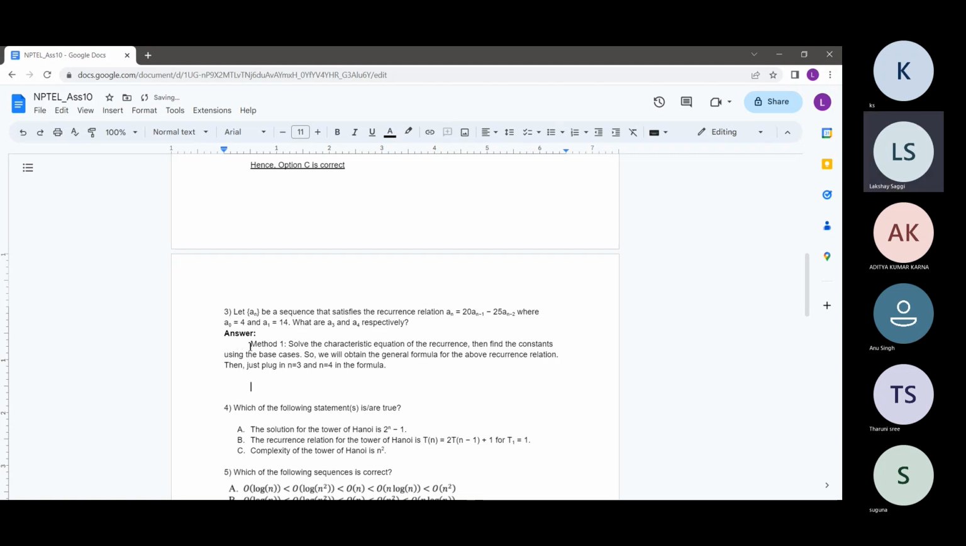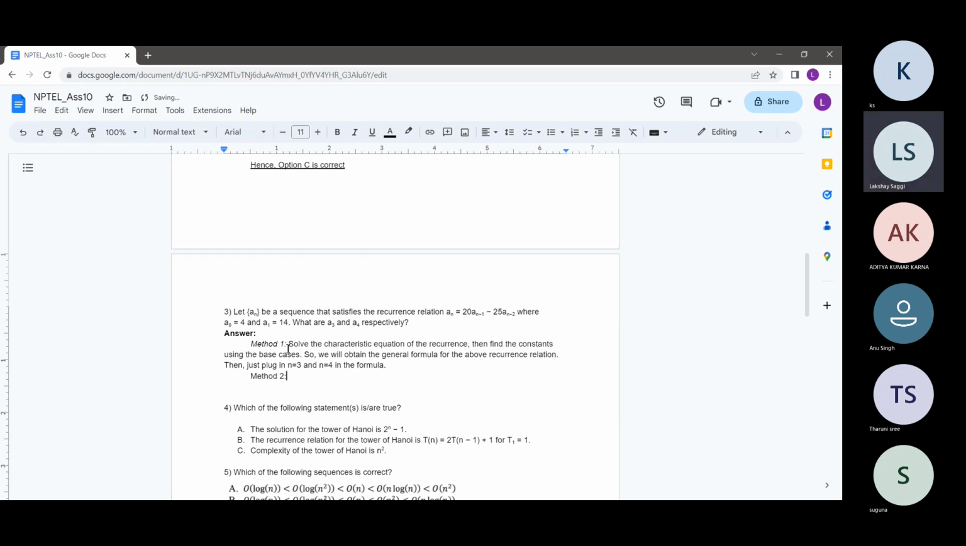So this method is okay, I guess, but I personally wouldn't like you to do this because it requires a lot of solving. First we need to solve the quadratic equation, then find the constants, and the final formula will be in the form of exponents, something like roots to the power n. So you'll need to compute cubes and fourth powers, which I personally don't think you need to do for this question. So this was method one.